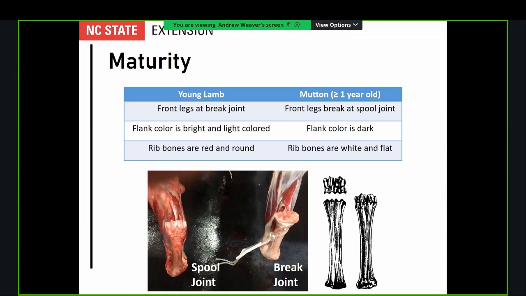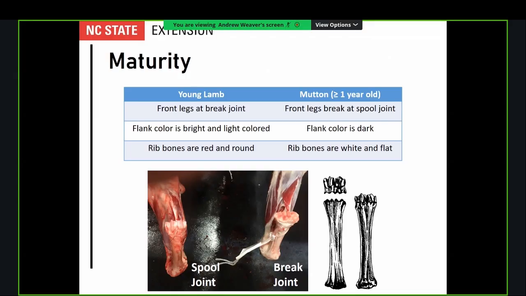And so I have the actual images here as well as the illustrations on the left. There's a cartilage in that joint. That cartilage will turn to bone as those animals get older and more mature. And so when they're young, and there's still cartilage in that joint, when you take the front legs off, that front leg breaks off at the break joint. When that animal gets older and that cartilage ossifies to bone, when you go to take the front legs off, because it's bone, it doesn't break. And so instead it breaks off at the spool joint, one joint further down that leg. And now you have that spool joint appearance.